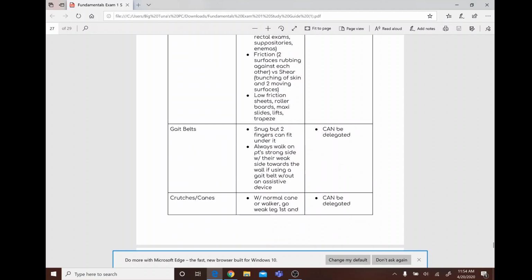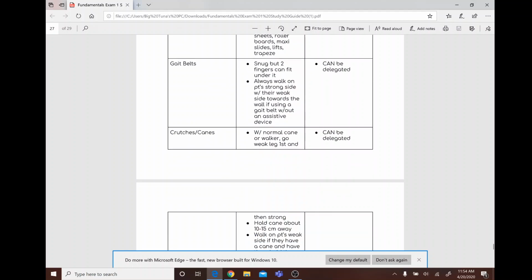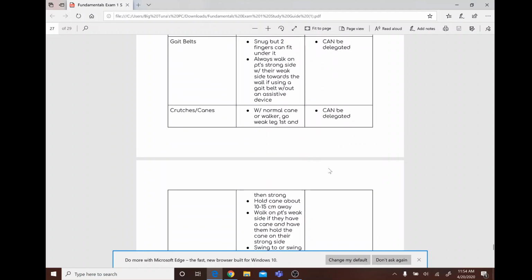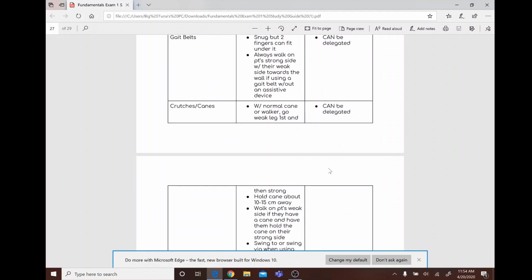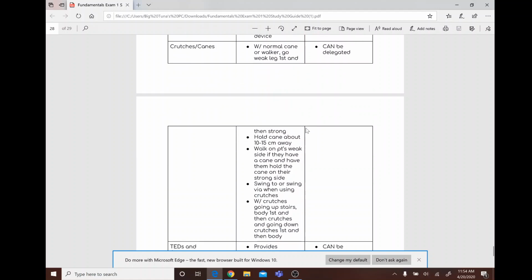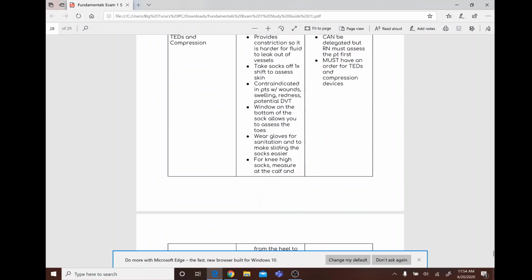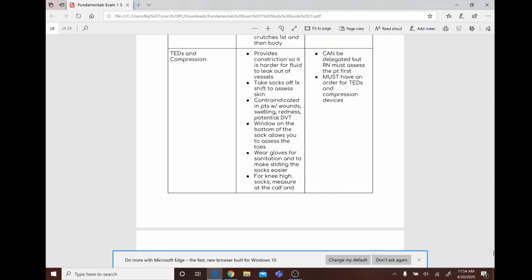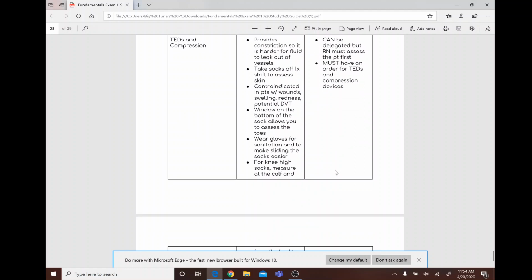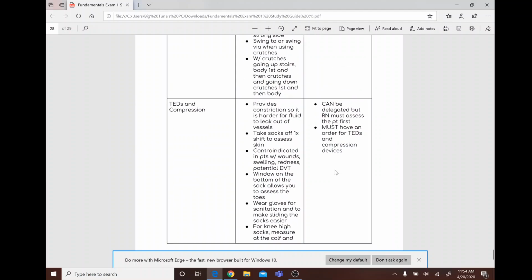Gait belts: always walk on the patient's strong side, with their weak side towards the wall. Okay. So the cane goes on the person's strong side. They'll go cane, then weak first, and then strong. Okay, got it. TEDs, you need an order for TEDs. Can be delegated, but they're contraindicated with patients with wound swelling, redness, or potential DVT. Okay, that's that.